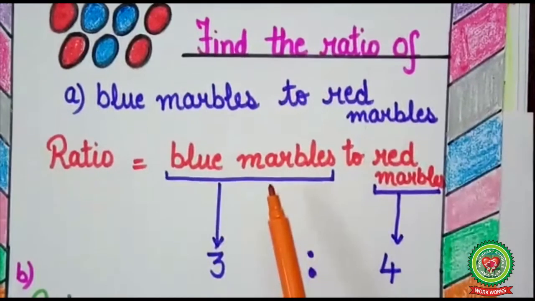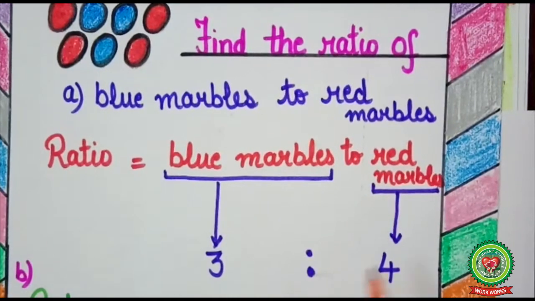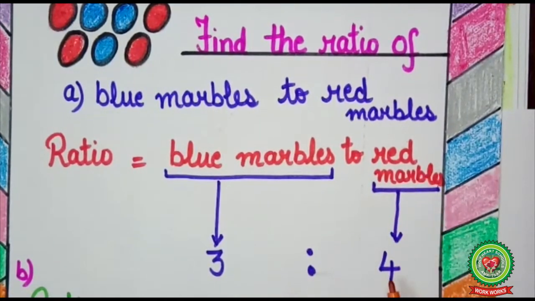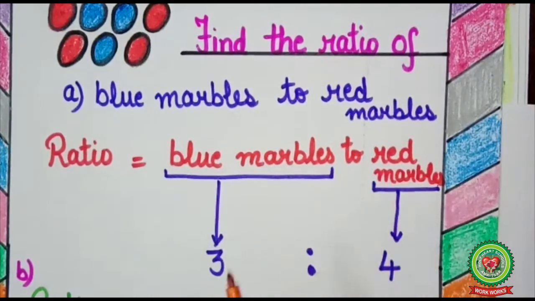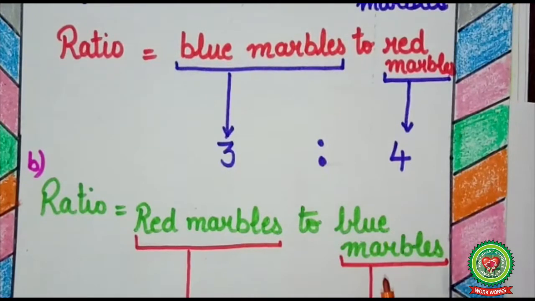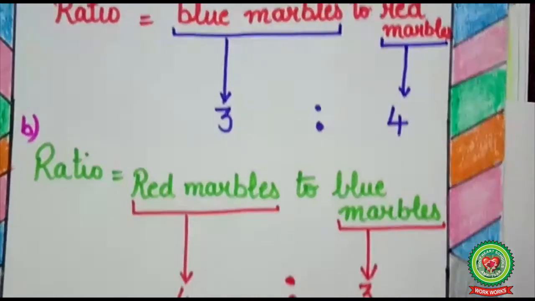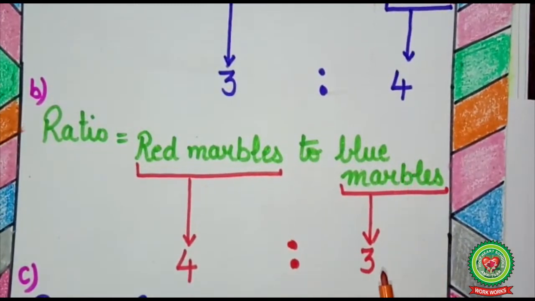Now, blue marbles equals 3, then the symbol of ratio, red marbles equals 4. So, the ratio of blue marbles to red marbles equals 3:4. Next one, ratio of red marbles to blue marbles. Red marbles equals 4, symbol of ratio, blue marbles equals 3. So, here the ratio will come 4:3.